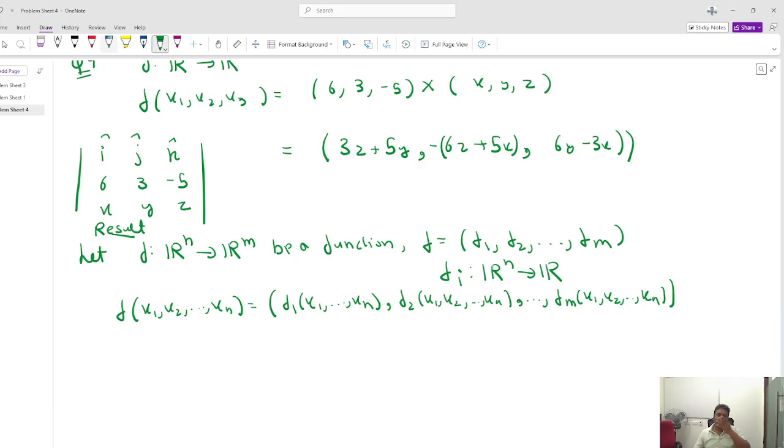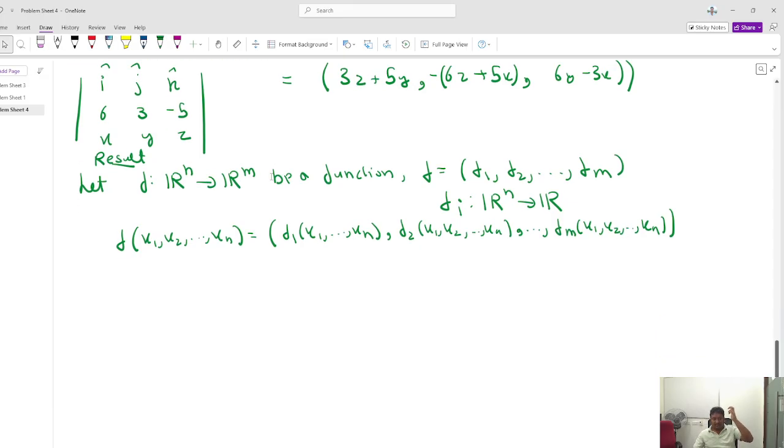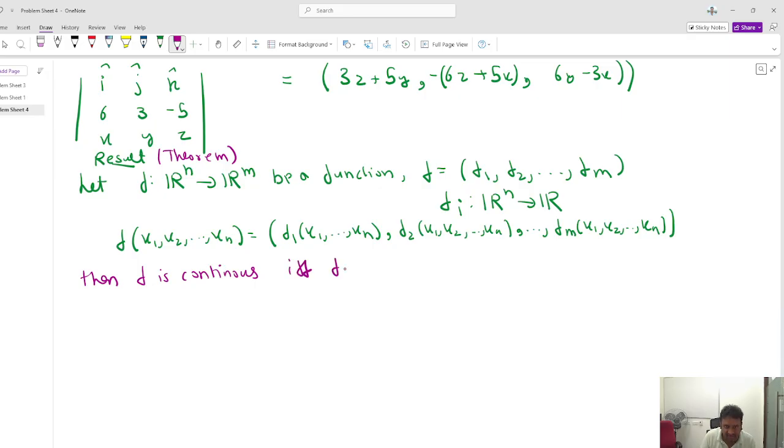That's all, right? Now, what is the claim? Then the result, or you can call it even a theorem: f is continuous if and only if the fi's are continuous.